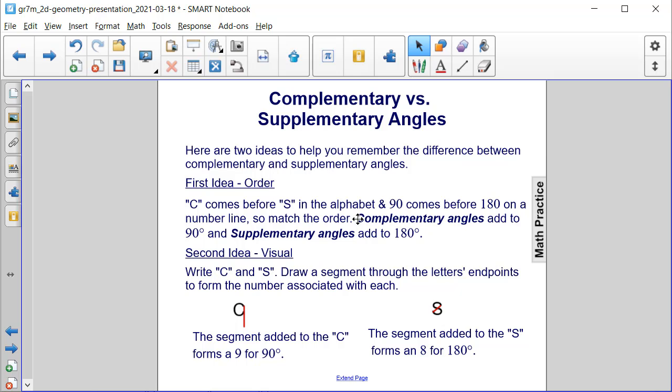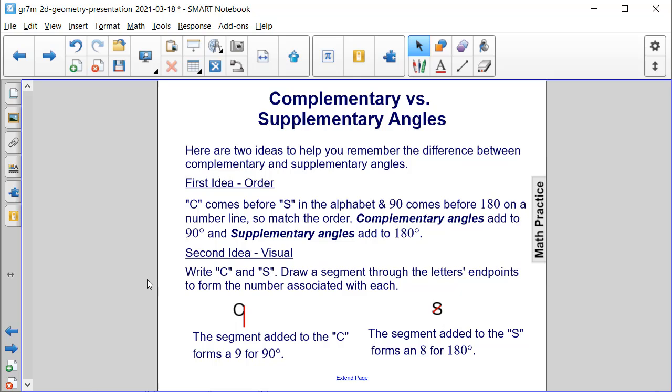Complementary angles start with the C, the beginning letter, and add to equal 90, the first number out of the two on a number line. And supplementary angles, the second letter, S, add up to equal 180, which is after 90 on a number line. The second idea is to think of it visually.